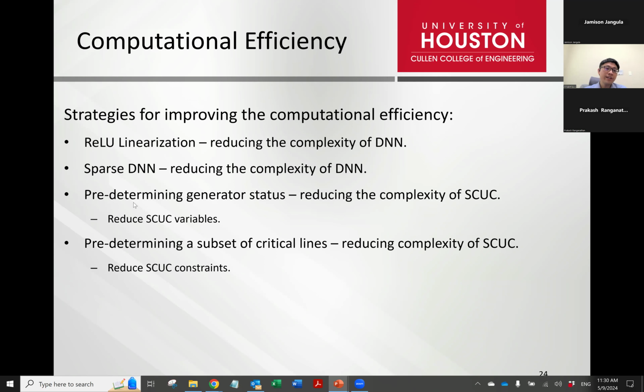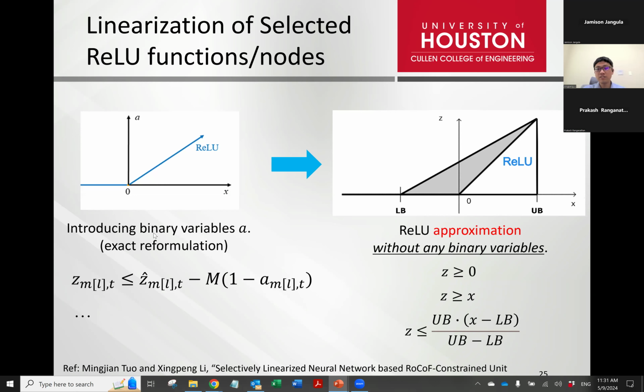The third strategy is to determine the generator commitment status before we start solving the unit commitment problem. The last strategy is to determine a minimum set of monitored lines. This is also before solving the SAUC problem. Mathematically, the third strategy is to reduce the optimization problem variables. The fourth strategy is to reduce constraints. We just try to remove unnecessary constraints so that we can reduce the size of the unit commitment problem. I'll quickly walk you through these four strategies.